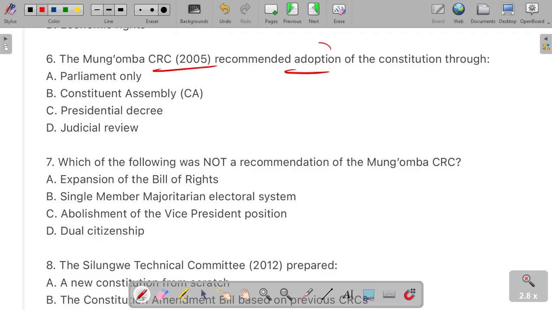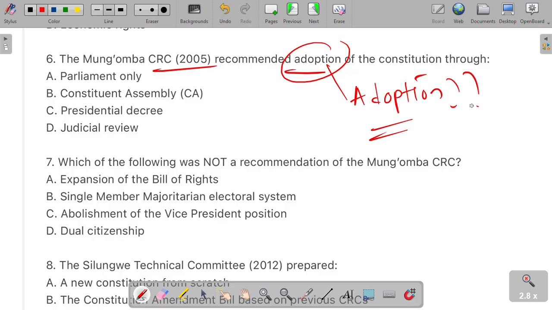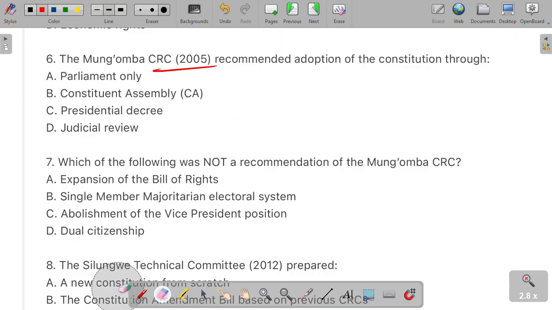Adoption. I hope you know what this term means. Make sure that you find out. The examiner may ask you to define or rather explain how the constitution is adopted. Very important. So what is our answer? Our correct answer is Constitutional Assembly only.